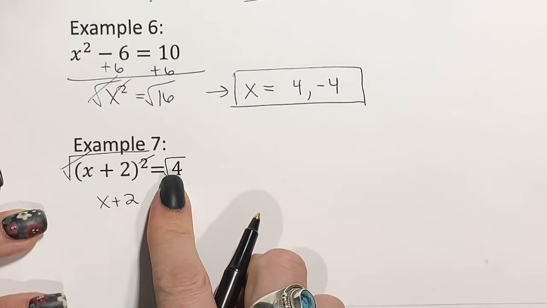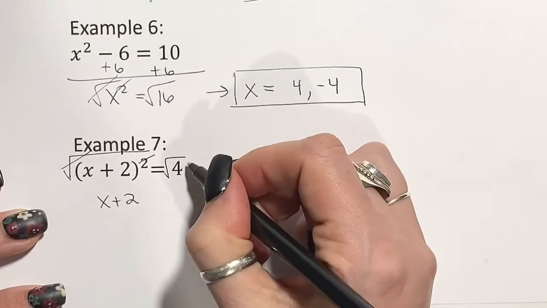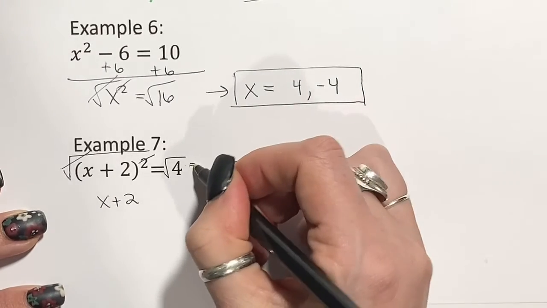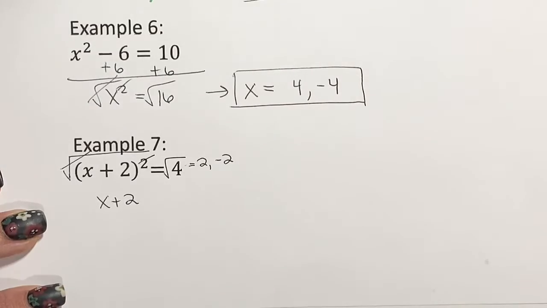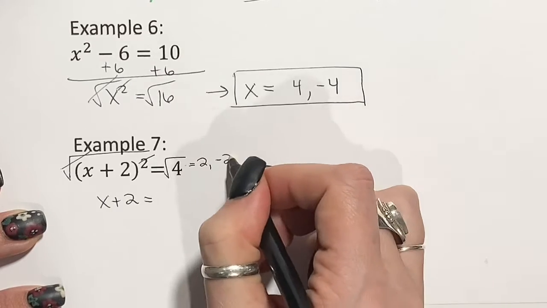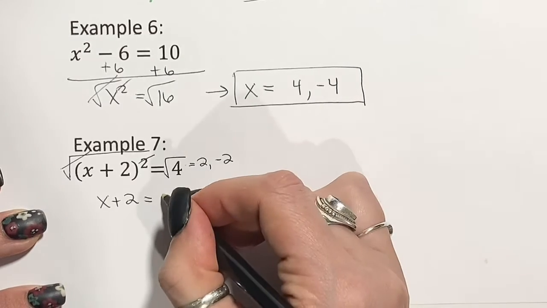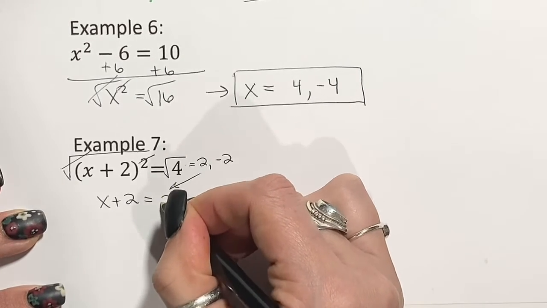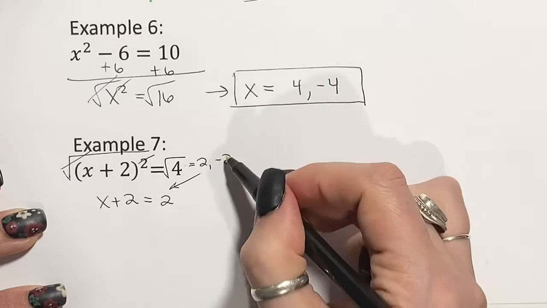But then here I have the square root of 4. Well, remember, the square root of 4 is 2 and negative 2. I'm not done solving my problem yet, though. And here I have 2 solutions. So we have to split it up. I need to do x plus 2 equal to the positive 2.